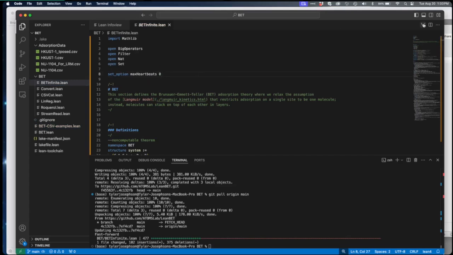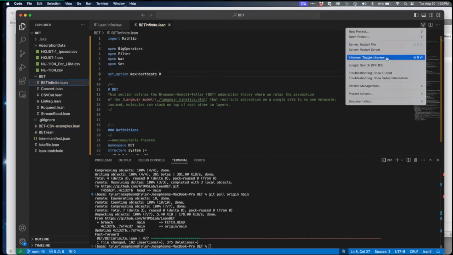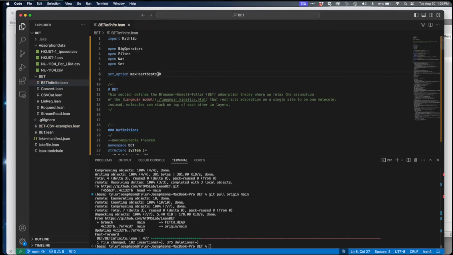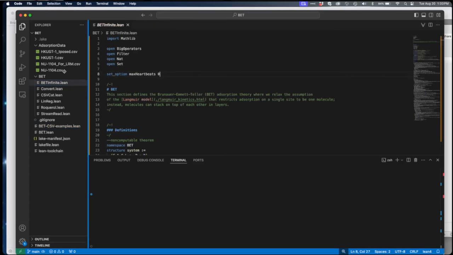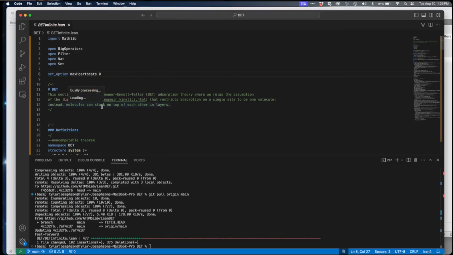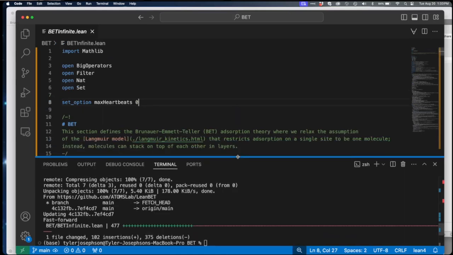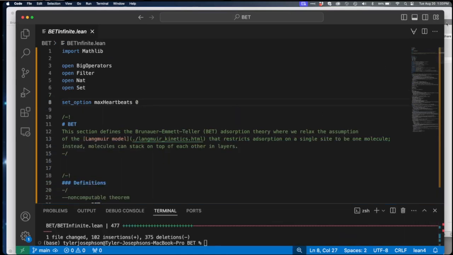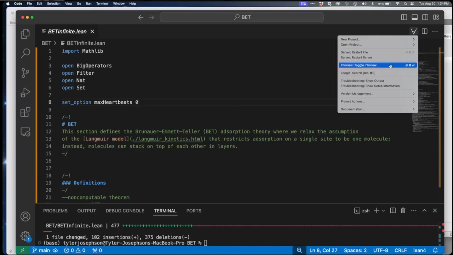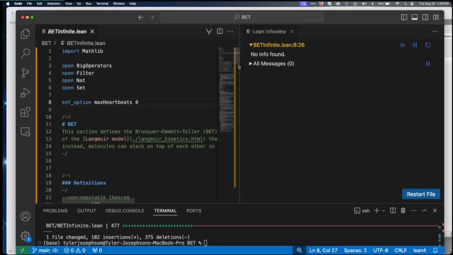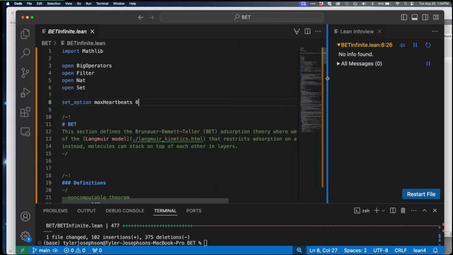Let me get my info view out. Where's my info view? Oh, here it is. No, it's not. Lean info view. Nope. There we go. Great. Oh, wait, we did get it cleaned up.